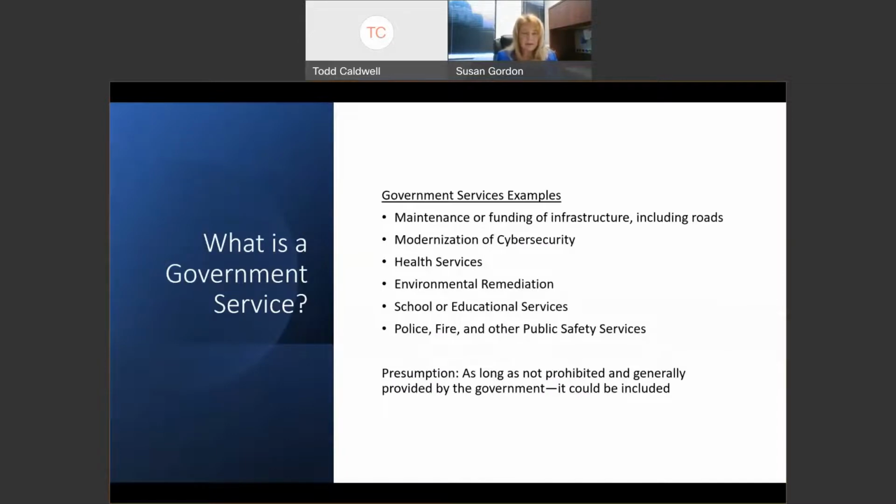So we have some examples of government services, and this is provided in the final rule. They did a really nice job in the final rule of giving plenty of examples. So maintaining or funding of infrastructure, including roads, is a government service. Modernization of cybersecurity might be in this section. Health services, some type of environmental remediation, school or educational services, or of course, police, fire, and other public safety services. And the presumption that is stated in the final rule is that as long as it's not prohibited and it's generally a service that's provided by your government, then you can include it in this section.